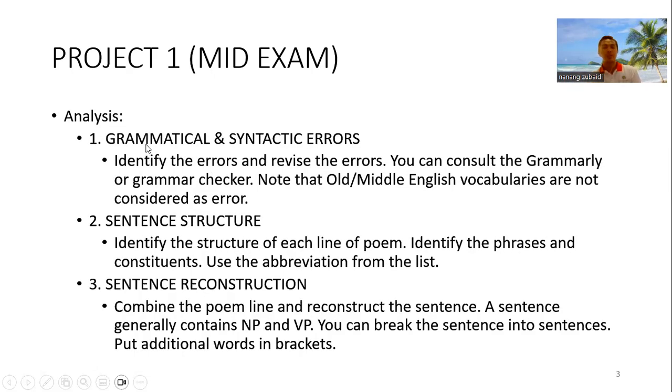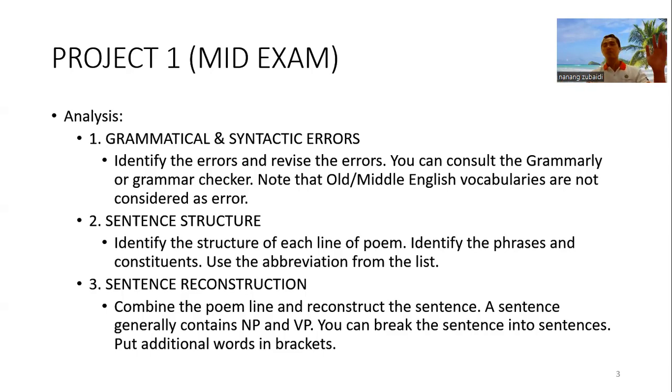First, you will be asked to analyze the grammatical and syntactic errors. You will need to identify the errors and revise them. As I have mentioned before, a sonnet is a fictional work which has really strict characteristics. For example, it consists of 14 lines, and each line has 10 syllables, and it has a rhyme scheme of A B A B, C D C D, E F E F, and G G.